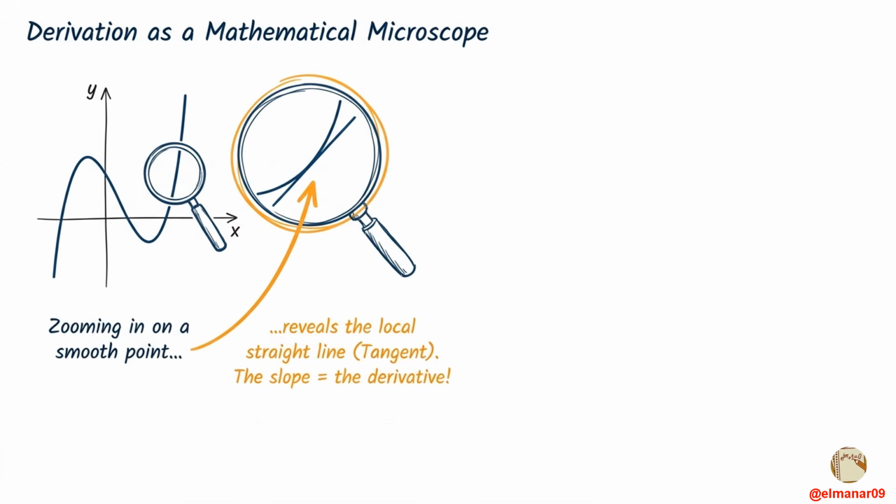Let's think of differentiation as a mathematical microscope. Look at the graph on the left. When we zoom in on a smooth point, something magical happens. The curve reveals its local straight line, which is the tangent. The slope of this line is exactly what the derivative represents.